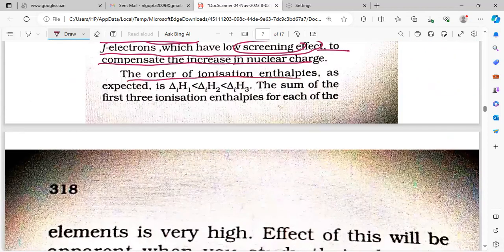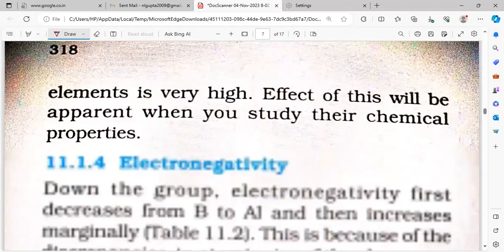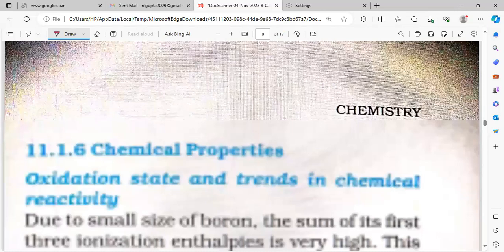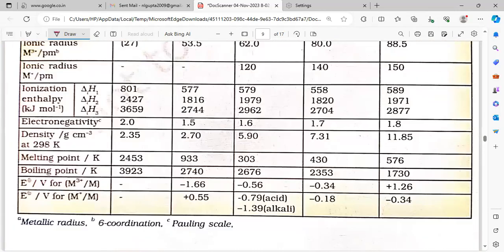The other ionization enthalpies are as expected. Third ionization enthalpy is more than second, than the first. The sum of the first three ionization energies for each of the elements is very high. The effect of this value is apparent when you study their chemical properties, that we will study. Now, this one, you see the order somewhere here.